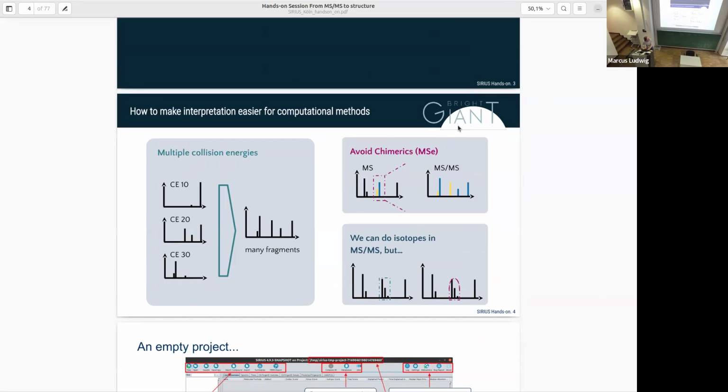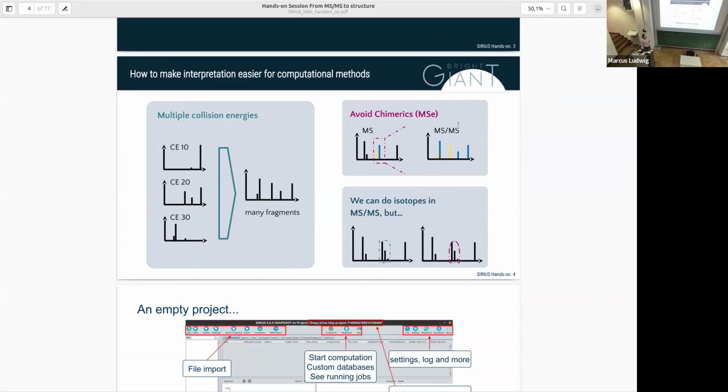Maybe this is obvious for you, but just do it that way. There are some important things to consider. Basically, obviously, we need MS data to perform the structure annotation. But there, the first thing starts.